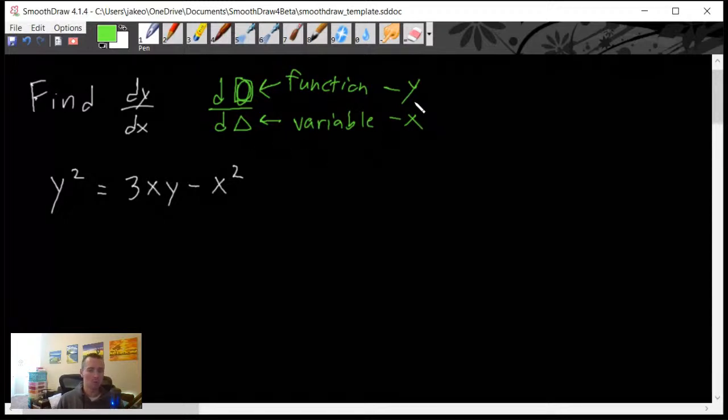Keep straight what's your variable, what's your function, because as you go through this problem, whatever's your variable, whatever's on the bottom down here, you're going to find the derivative of both sides of your equation with respect to that thing.